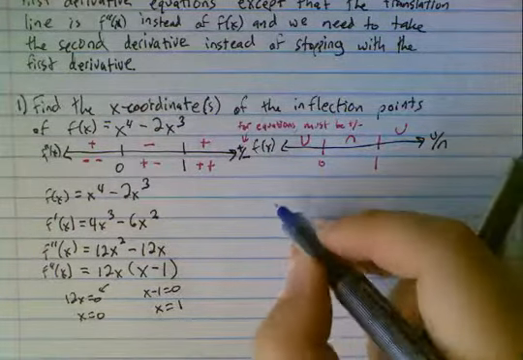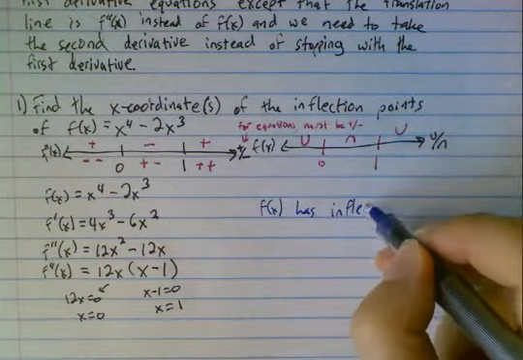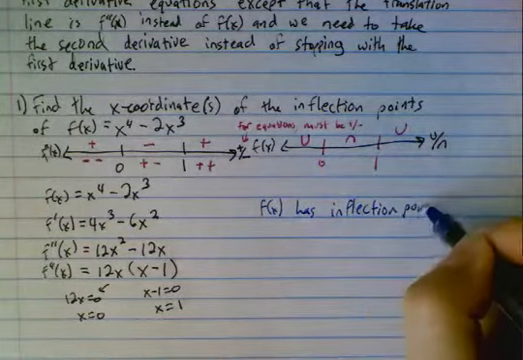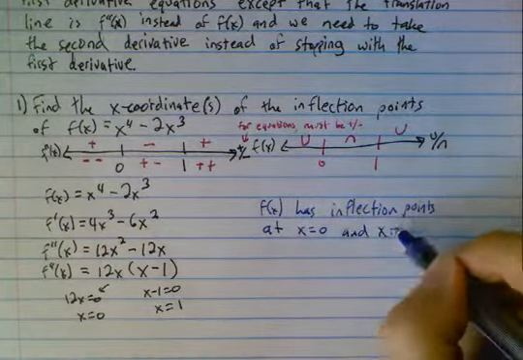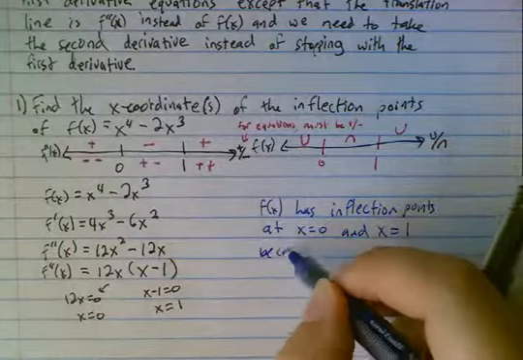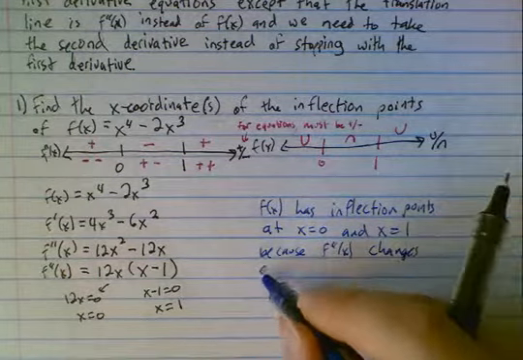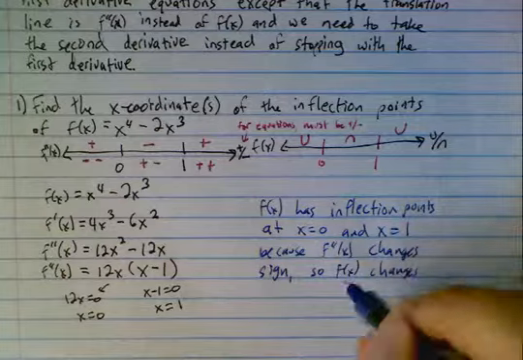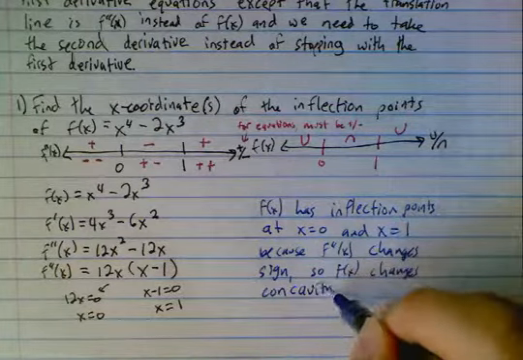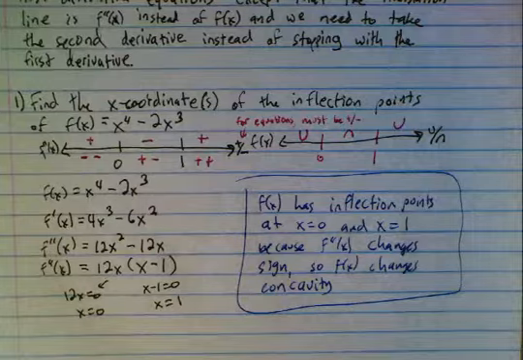So what this means is f of x has inflection points at x equals 0 and x equals 1 because f double prime of x changes sign, so f of x changes concavity. We could also ask about where f of x is increasing or decreasing, reading off this chart right here.